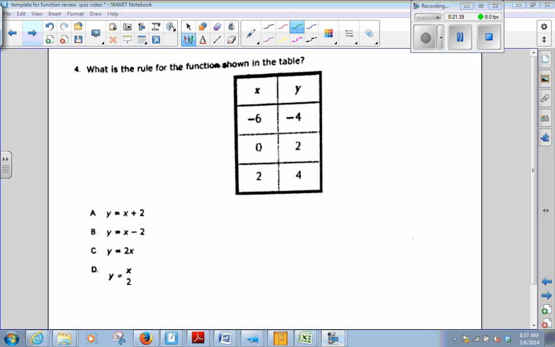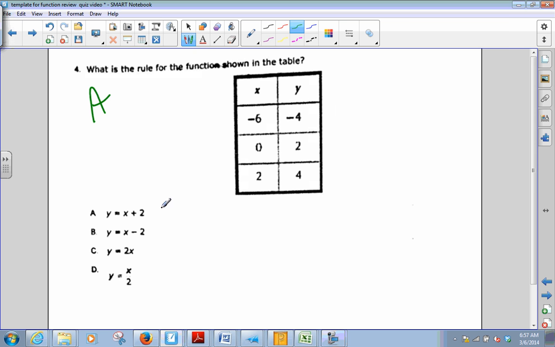Number 4, what is the rule for the function shown in the table? Number 4, the correct answer is A. So if you got A, you can just fast forward. If you didn't get A, please follow along. I'm just going to go through the process of elimination and see which one of these is right. So I'm going to try out the first one.